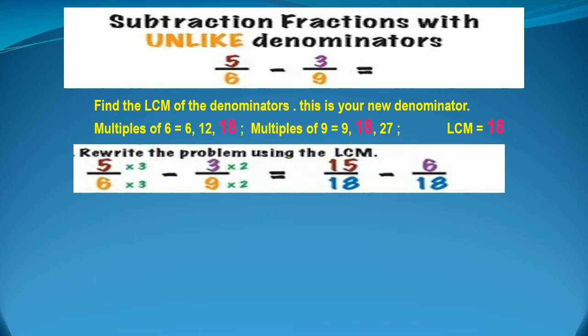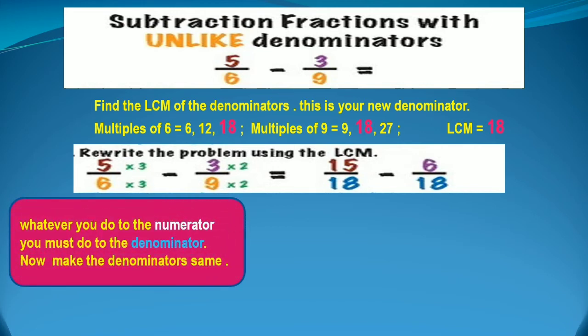Rewrite the problem using the LCM. Now we will make both denominators 18. In the first fraction we will multiply the numerator and denominator by 3. And in the second fraction we will multiply the numerator and denominator by 2 to make the denominator 18. Now I get two like fractions, 15 by 18 and 6 by 18. Now whatever we have done to the numerator we have to do with the denominator.